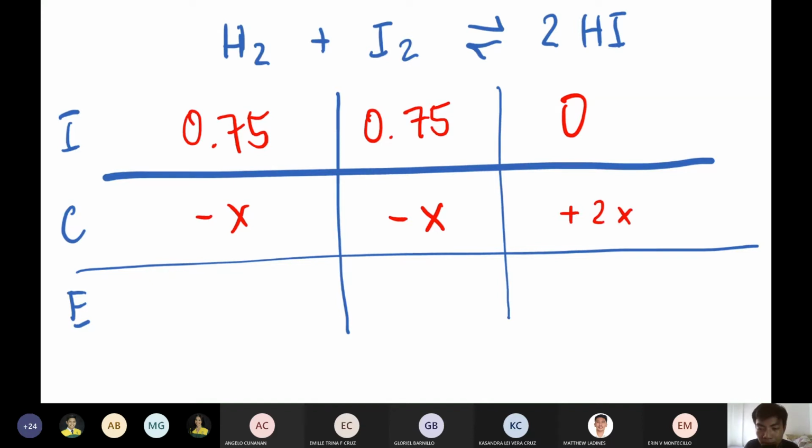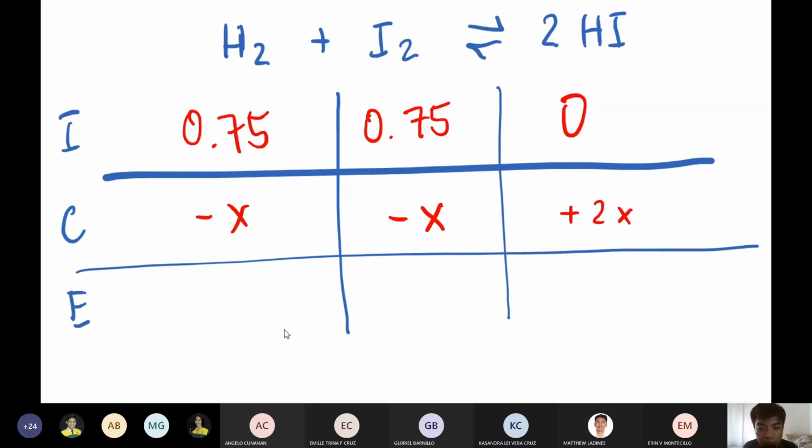Sir, bakit positive 2x? Hindi ba positive x lang? Okay, sabi ko kanina, kapag may coefficient, you multiply it sa x. Okay, so we have 2 here. So gagawin mo siyang 2x. What if 3 po yan, sir? Edi 3x. What if 5 yan? Edi 5x. Okay? So again, you multiply your coefficients to x. Kunwari, ito may 2, and ilagay mo 2x. Okay? So, ganun. So, yan na yung C.